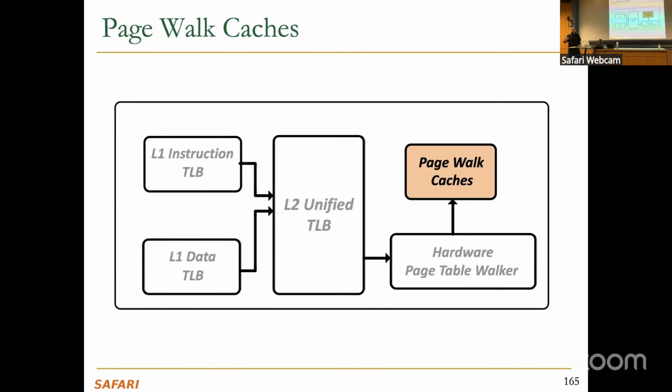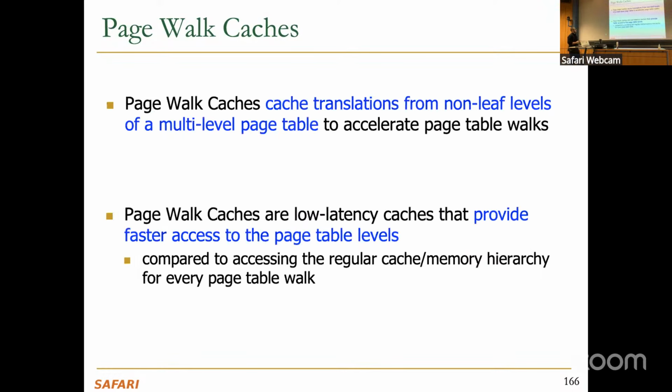So why do we need page walk caches in the page table walker? I will not stick a lot to this, but they cache translations from non-leaf levels of the multi-level page table. They store as many intermediate pointers as possible to accelerate the page table walks. You try to accelerate the whole page table walk process with the page walk caches.